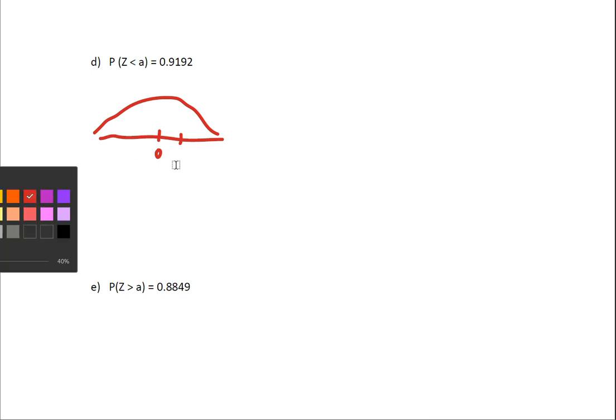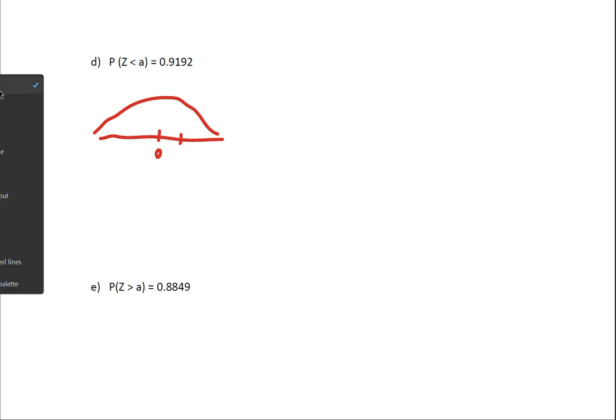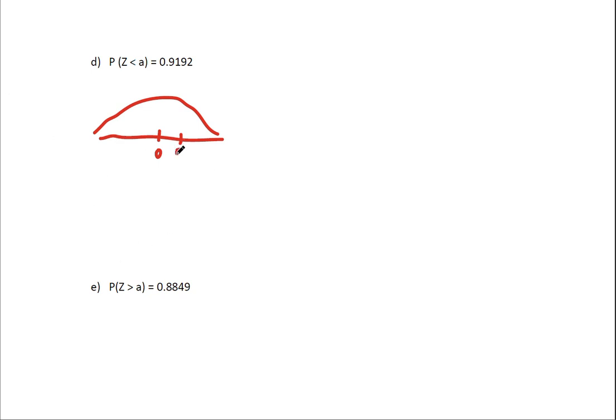So let's put A here. And what do we need here? We need the area to the left of A, because that's what we're asked to find. We're given the probability that Z is less than a value A, and we're asked to find what that value A is.